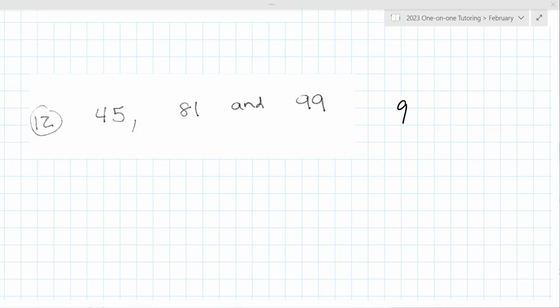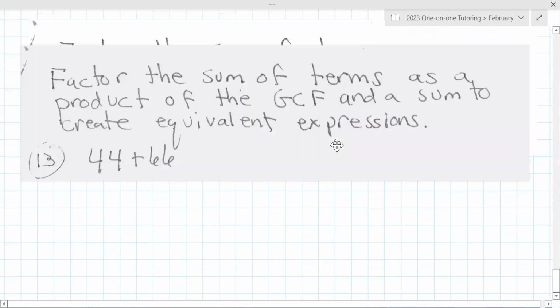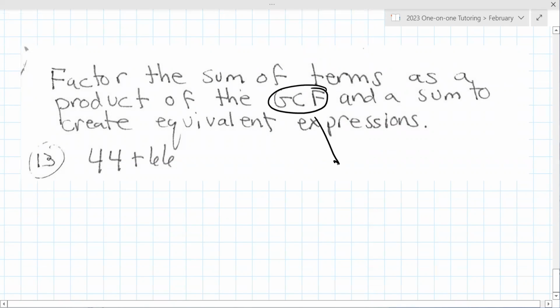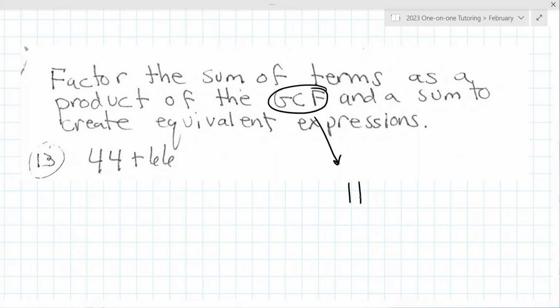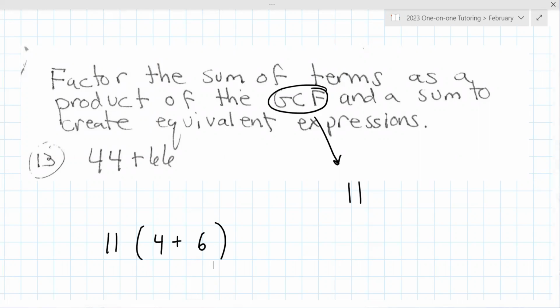Okay, let's look at 13. It's not really a story problem, but it has the appearance of one. Write the sum as a product of the greatest common factor and another sum to create equivalent expressions. 44 plus 66. So I'm going to tell you the GCF is 11, just because I want to make sure we can get through a few more problems here. So you can work out why it's 11. But let's move on here.